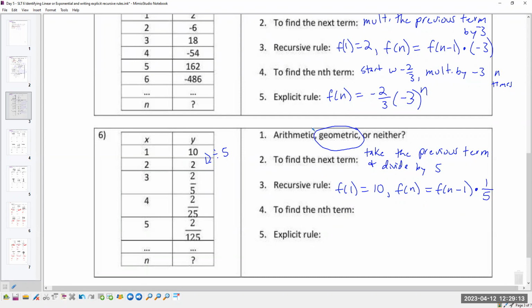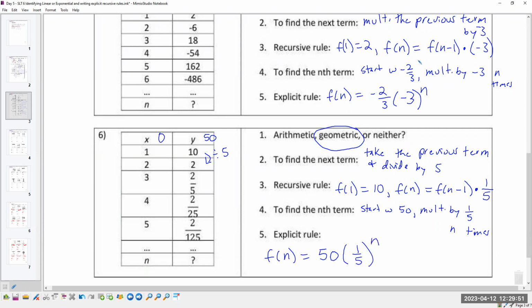Now, again, we have the problem to find the nth term. We are missing that 0 term, so this one's not so bad. If we back the pattern up, we find that our first term is 50. So start with 50, and I'm going to say multiply by 1/5 n times. So my explicit rule, it's just like a times b to the x. I have my a, I have my b, and I have my independent variable.